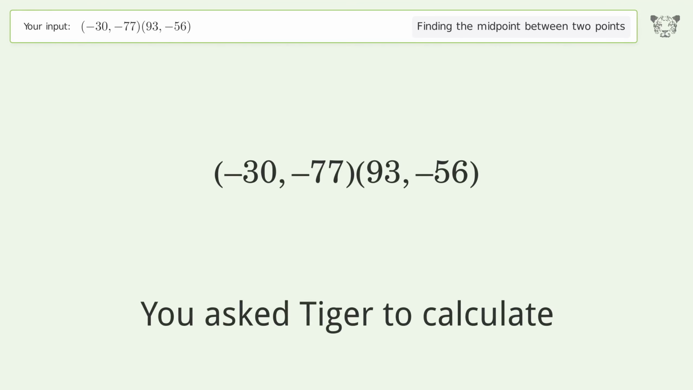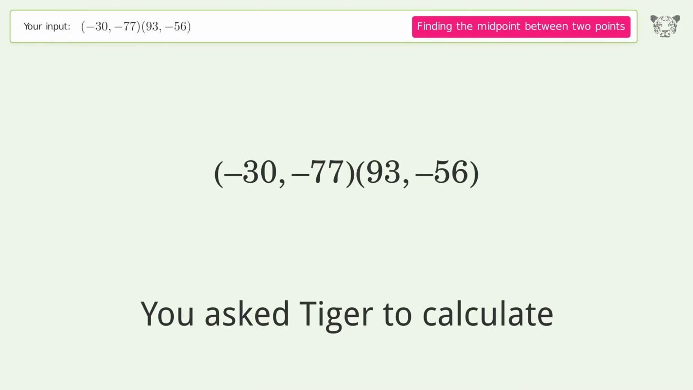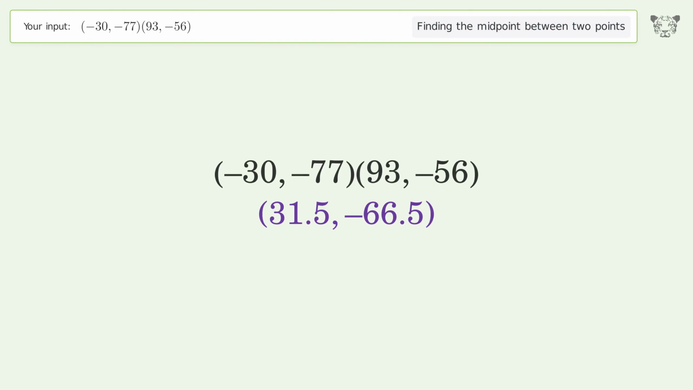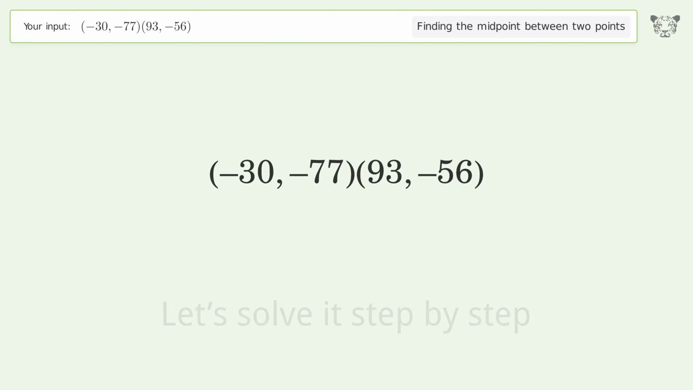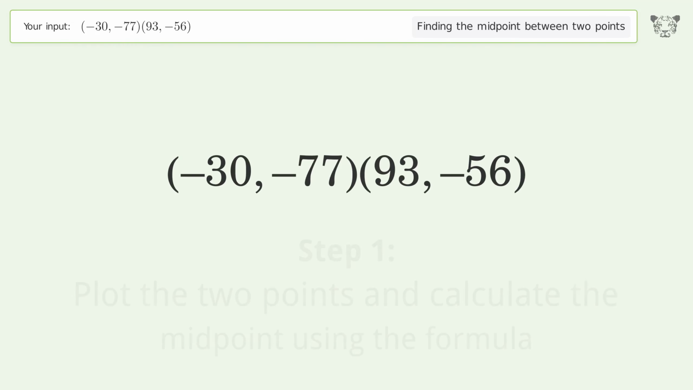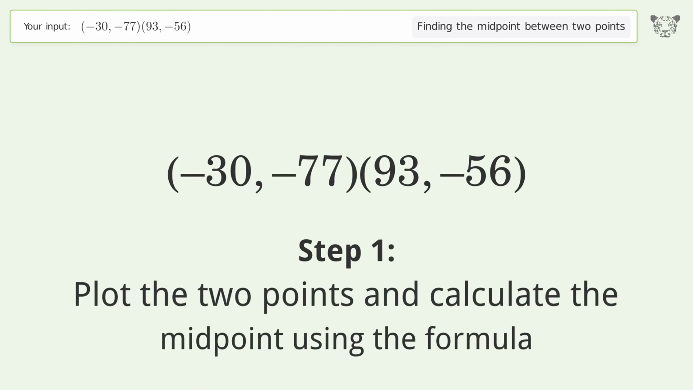You ask Tiger to calculate. This deals with finding the midpoint between 2 points. The midpoint between the 2 points is 31.5, negative 66.5. Let's solve it step by step. Plot the 2 points and calculate the midpoint using the formula.